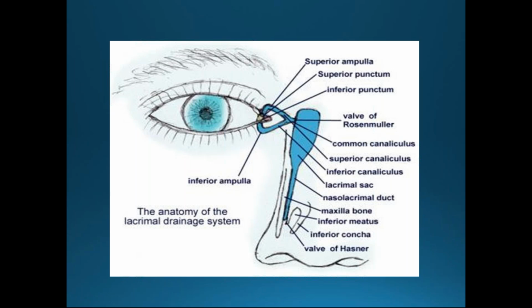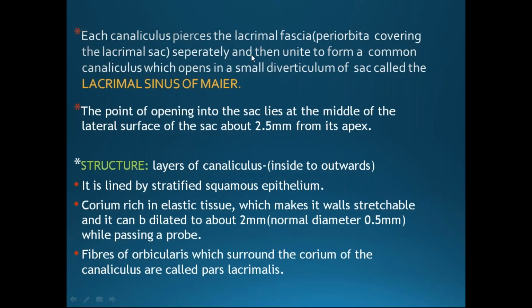Each canaliculus pierces the lacrimal fascia separately and then they unite to form a common canaliculus, which opens in a small diverticulum of the sac called the lacrimal sinus of Meyer. The point of opening into the sac lies at the middle of the lateral surface of the sac, about 2.5 mm from its apex.